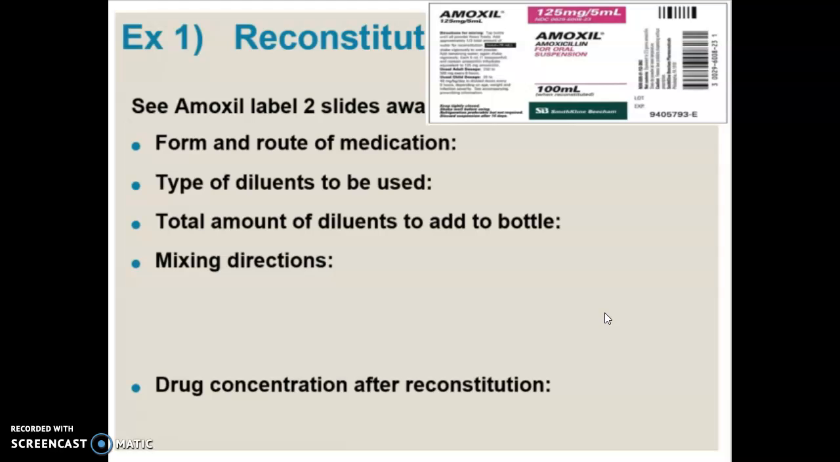Alright, example 1. Let's say we have this label, and I'm going to make it bigger for you. Let's say we have this label that we are asking all these questions about here. So, amoxil. We want to know the form and the route of the medication.